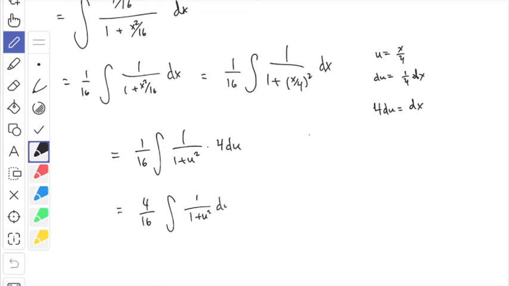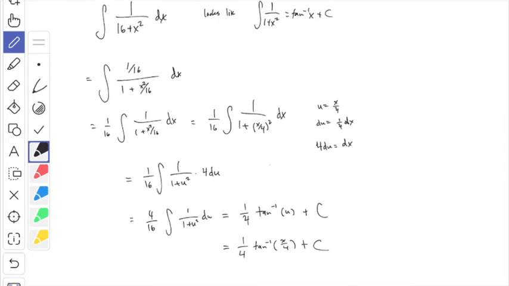And then that is the inverse tangent. So I'll write the 1/4 outside: inverse tan of u plus c, and then stick it back in. 1/4 inverse tan of x over 4. That's that. All right, so these two tricks are going to come in handy. Any questions about that one?